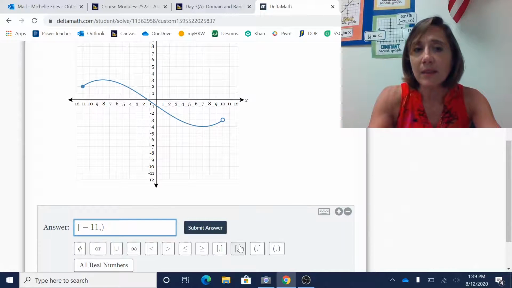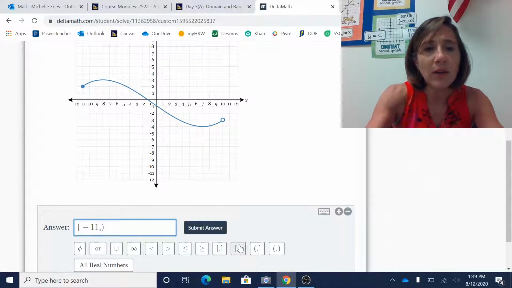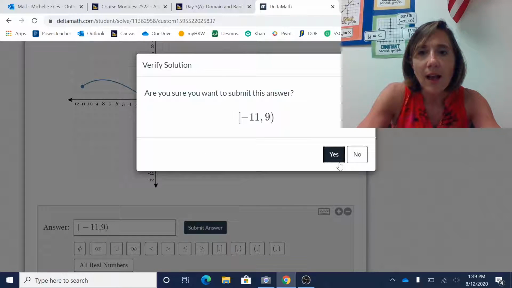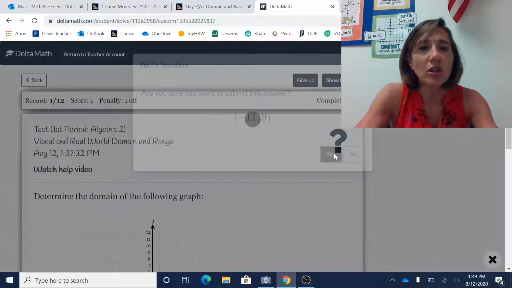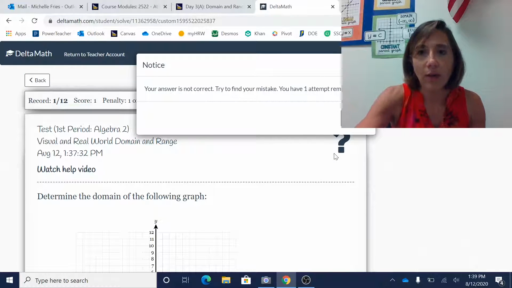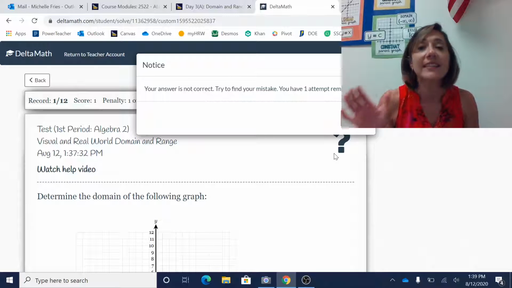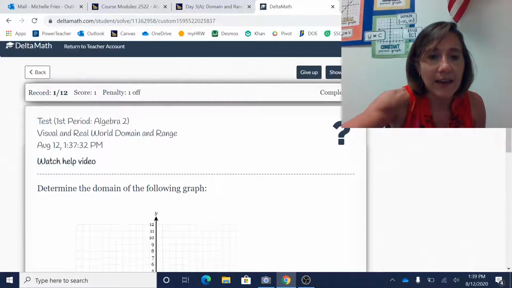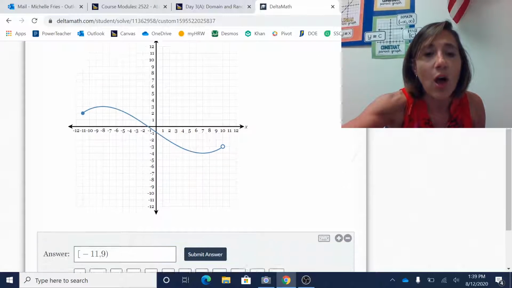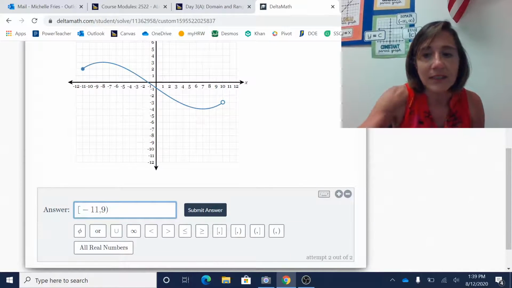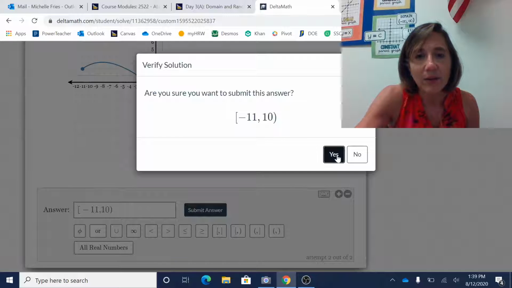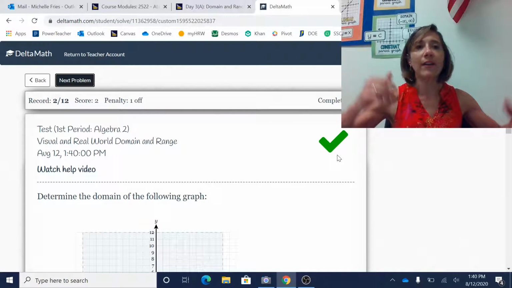But you know what? I'm going to miss this one. I'm going to put a 9 here and see what happens. So I'm going to submit this answer. I'm going to say I'm sure. And it's not right. Okay, so we have another attempt at this. This is good. You have another chance. Then I look at my graph again, and I realize, oh, no, that doesn't go to 9. That goes to 10. So I'm going to put a 10 in here and submit our answer. And yes, I want to submit it. And woohoo, we got it right.